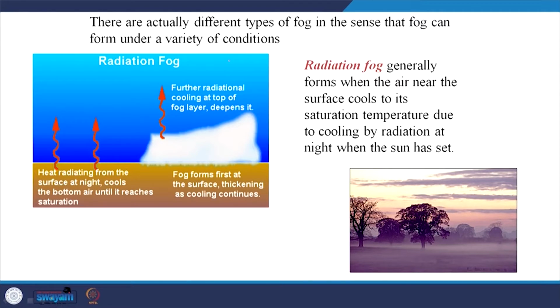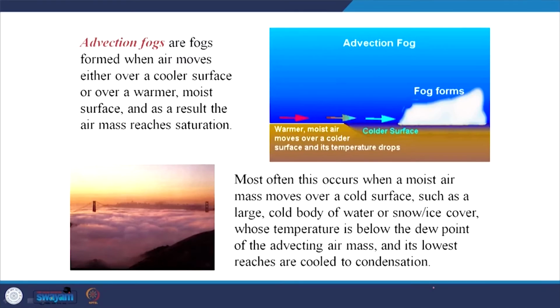This type of fog that's formed due to radiation is called radiation fog. It generally forms when the air near the surface cools to its saturation temperature due to cooling by radiation at night, when the sun has set. Okay, so you must have seen this type of fog nearer the surface, near the ground, but the thickening happens as it radiates more and more heat out, right.